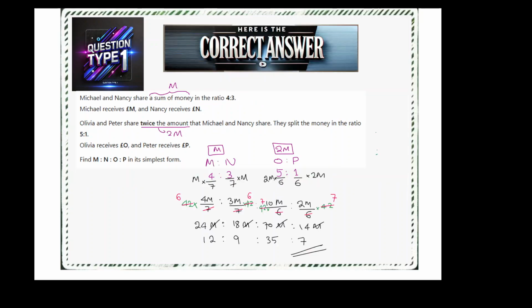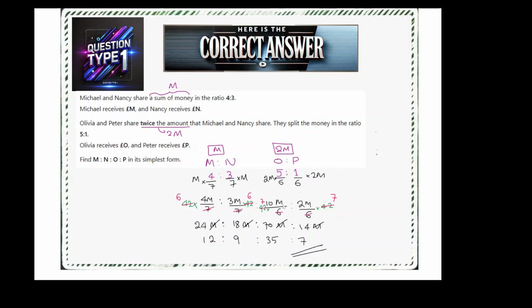Here is the correct answer, guys. You can now check your answer against this one. So Michael and Nancy share m amount of money. Olivia and Peter share 2m amount of money, twice the money. So 4/7 of m, 3/7 of m, 5/6 of 2m, and 1/6 of 2m. And you get the fractions, like the ratios, like this before. And then 7, 7, 6, 6.